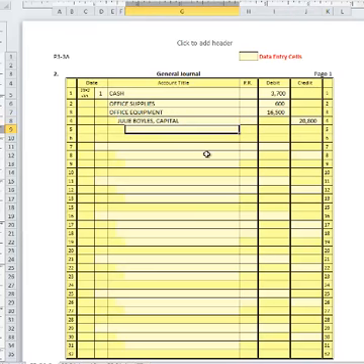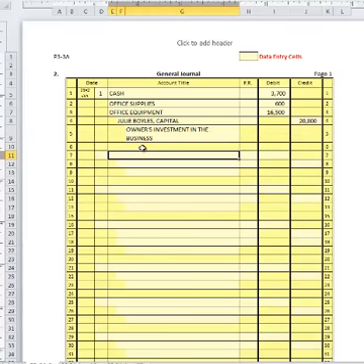And the last line of the journal entry is always the explanation. So in your own words, just tell what happened in that transaction. So I'm just going to enter owner's investment in the business. Okay, keep in mind when you're entering debits and credits here that you always use account names from the chart of accounts. Do not put descriptions, put actual account names. And then here you will describe what happened in the transaction.